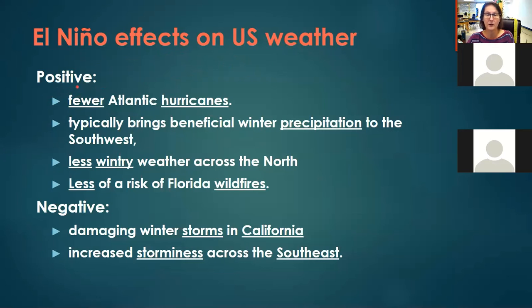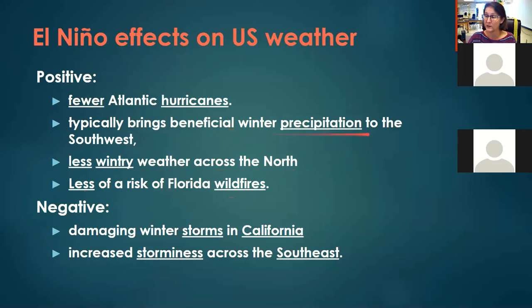Effects on U.S. weather, positive. During an El Nino, we have fewer Atlantic hurricanes. We get winter rains here in Texas. You notice we haven't been very rainy at all. We need more rain. Still in a burn ban in Kendall County. Less wintry, so a mild winter.